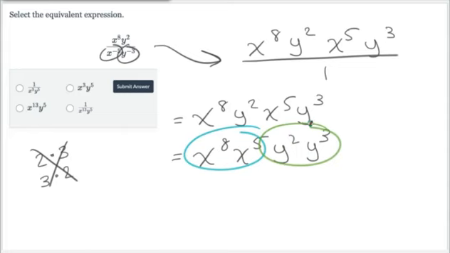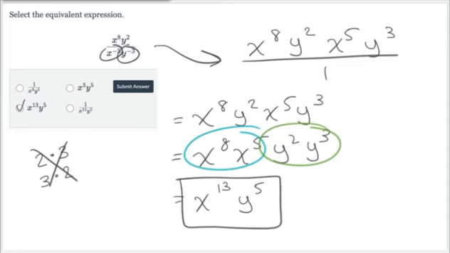So again, when I'm multiplying terms with the same base and different exponents, I'm adding the exponents. So I'm going to do x to the 8 plus 5, which is 13. And then y to the 2 plus 3, which is y to the fifth. So again, looking at my answer options, it looks like that would be my final answer. Hope that helps.